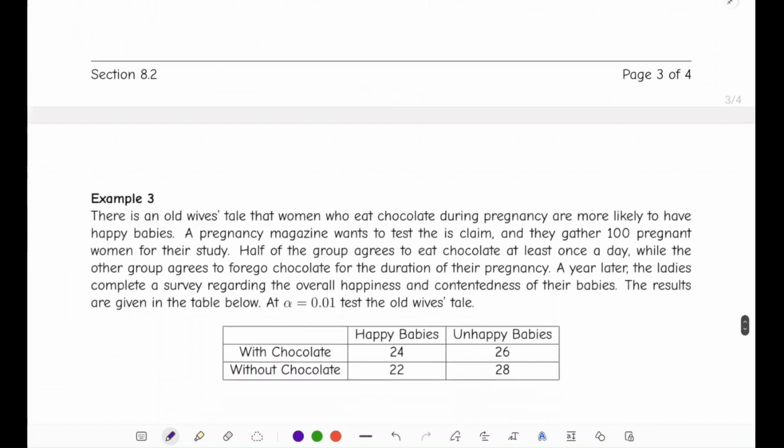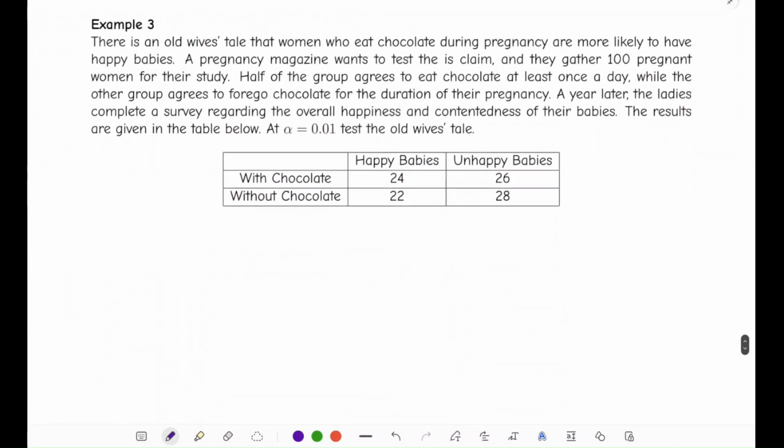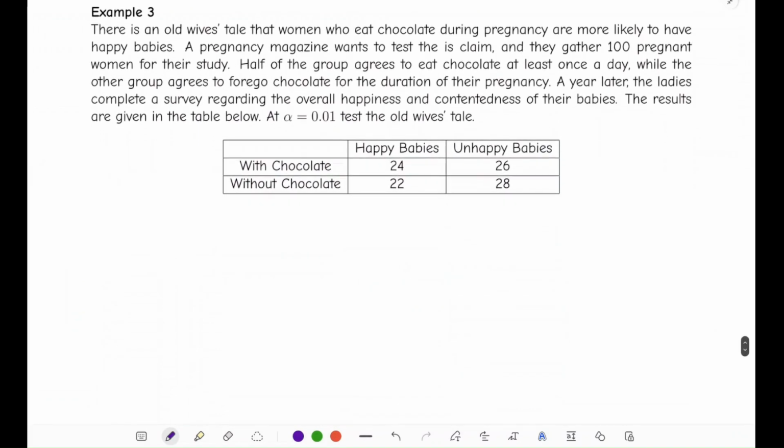And then finally, example 3. There's an old wives' tale that women who eat chocolate during pregnancy are more likely to have happy babies. A pregnancy magazine wants to test this claim, and they gather 100 pregnant women for their study. Half of the group agrees to eat chocolate at least once a day, while the other group agrees to forego chocolate for the duration of their pregnancy.